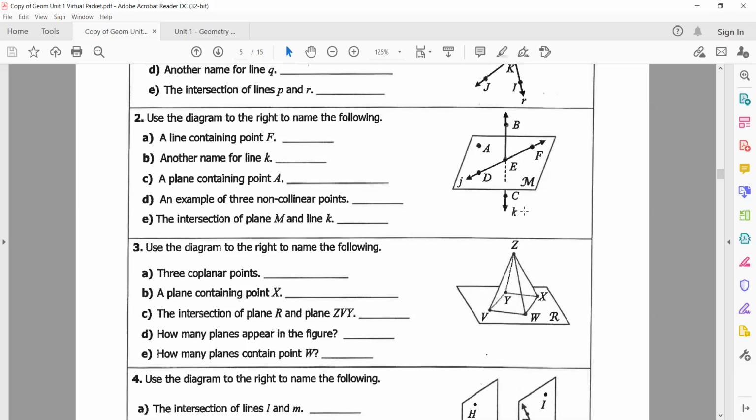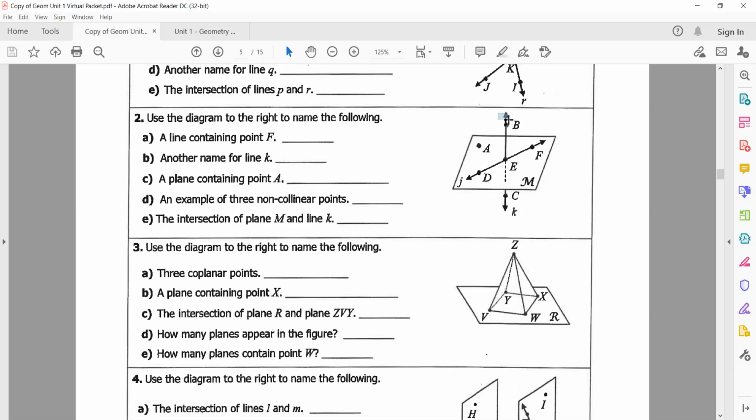So it's the same kind of questions. But look down here at 2E. What is the intersection of plane M and line K? Yeah? E. Point E. Very good. That's exactly right. Point E, that's the intersection of plane M and line K.